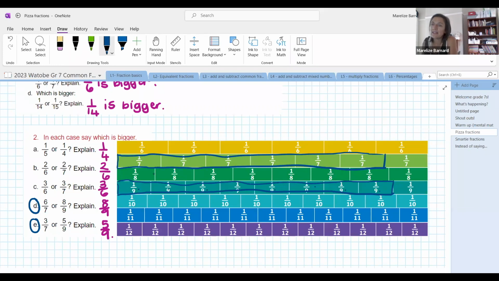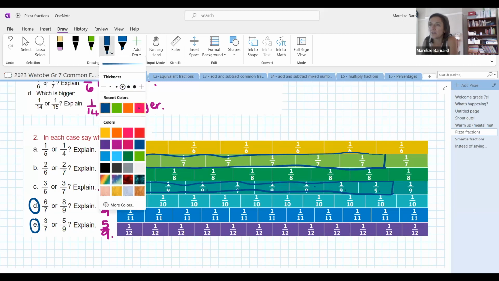So for question E, we also asked which is bigger, 3/7 or 5/9? So if you go 3/7, so let me just do it in a different color.